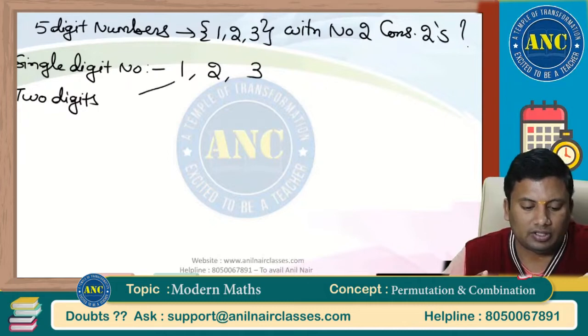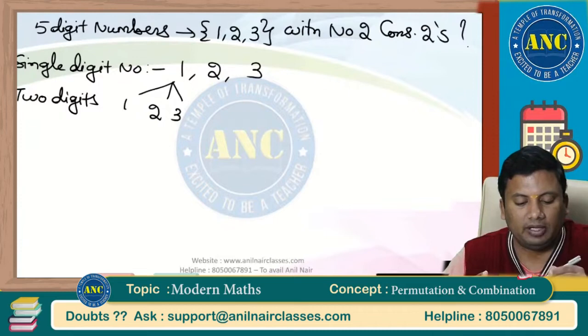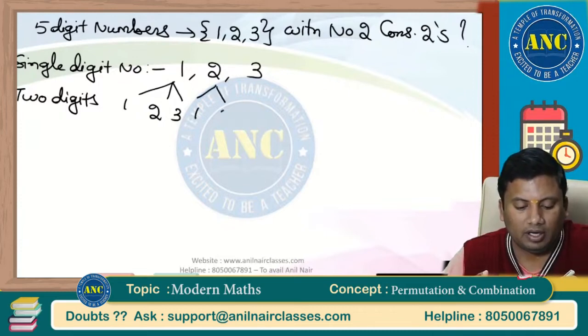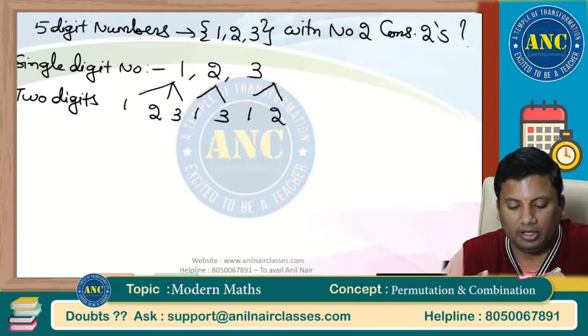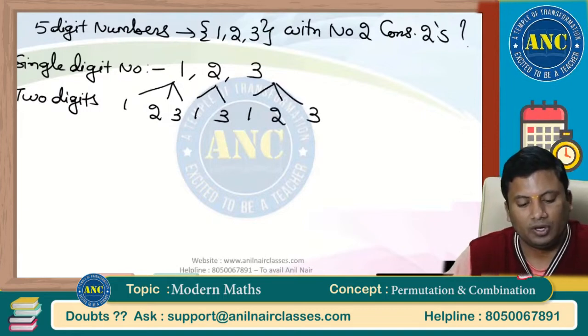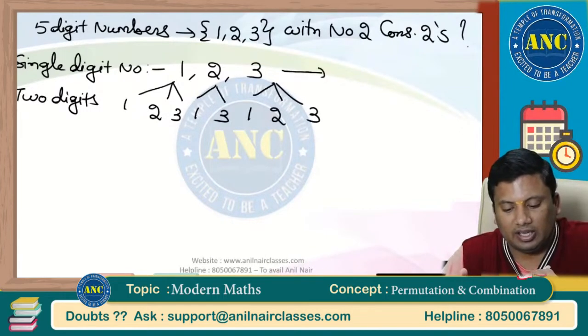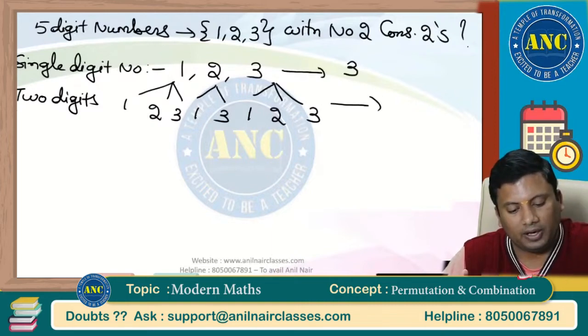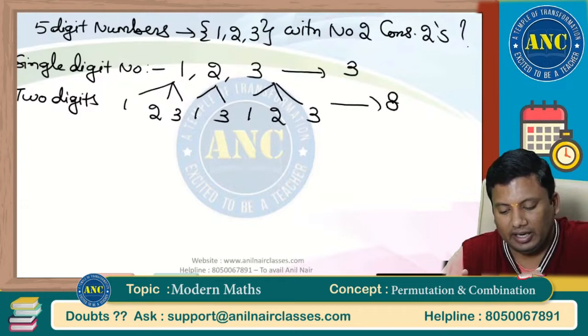So that means here it can be 1, here it can be 2, here it can be 3. Here it can be 1, here it can be 3. Here it can be 1, here 2, here 3. So totally for this I got 3 cases. For this I got 3 plus 2, 5, 5 plus 3, 8 cases.